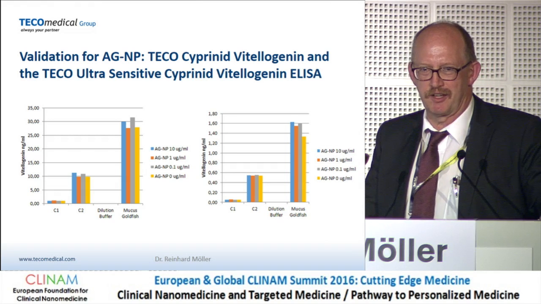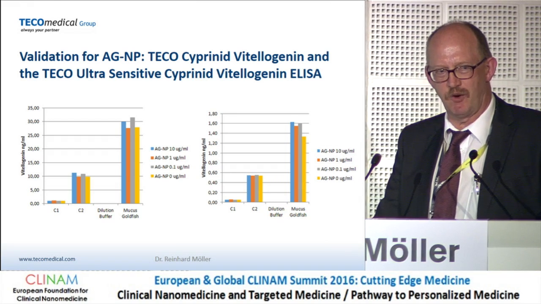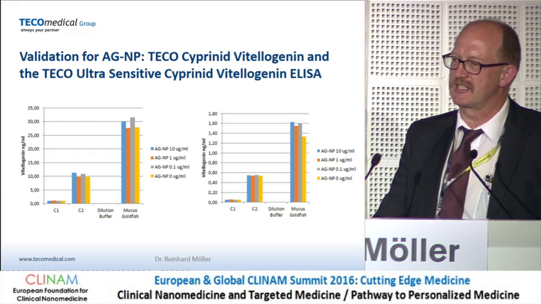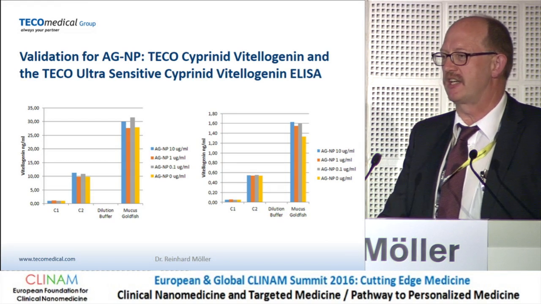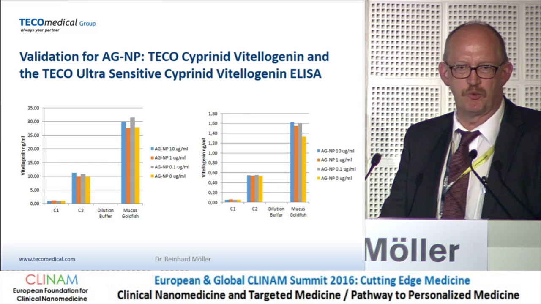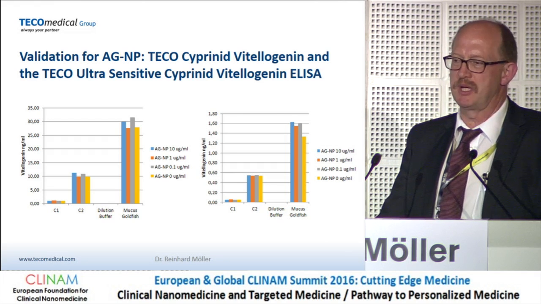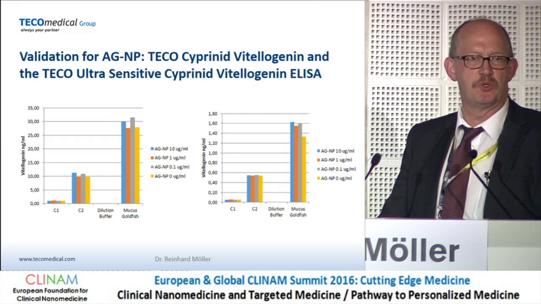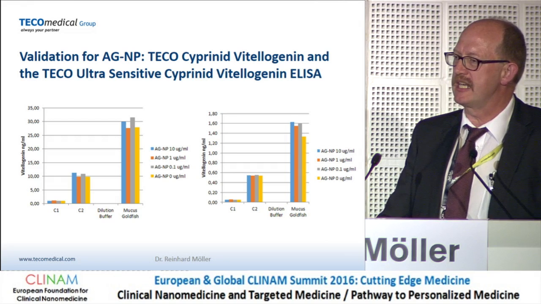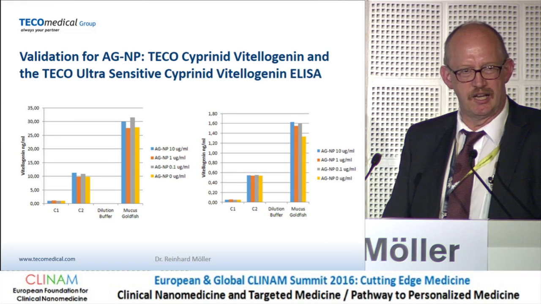What we have done, and I think we had some similar ideas, was to ask how nanoparticles affect our test system. We have two test systems for Cyprinid Vitellogenin: one standard test system which goes up to 70 nanogram per ml, and one ultra-sensitive, which goes up to 2 nanogram. So it's a totally different test system. We used silver nanoparticles, which we added into our two kit internal controls, into buffer and into a mucus sample from a female fish. We ran it in the assays, and you see that there is no difference for this particular nanoparticle.